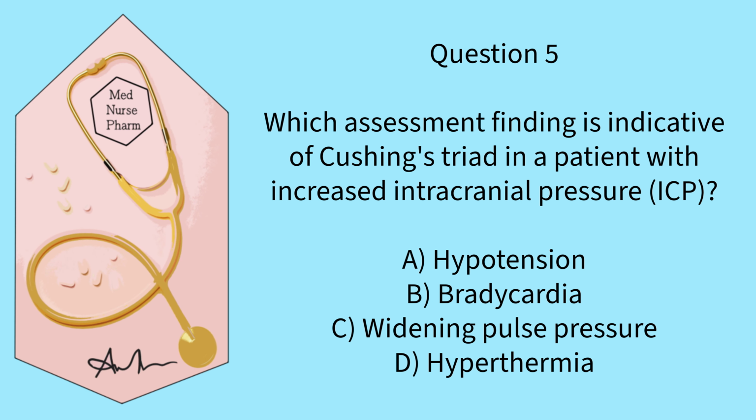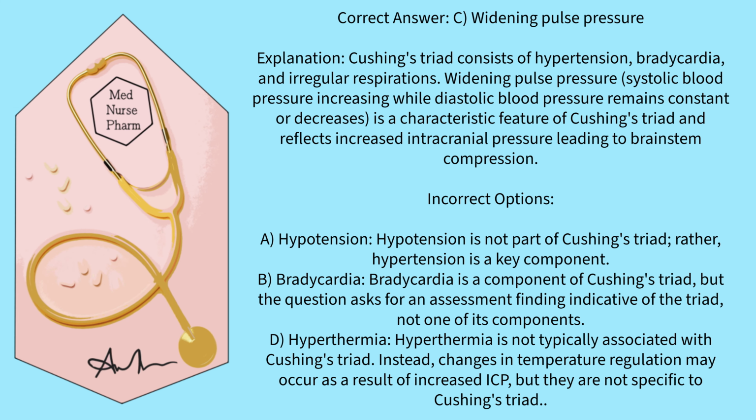Question 5. Which assessment finding is indicative of Cushing's triad in a patient with increased intracranial pressure? Hypotension, bradycardia, widening pulse pressure, hyperthermia. Pause the video and select your answer. If you chose option C, you are correct. Widening pulse pressure. Cushing's triad consists of hypertension, bradycardia, and irregular respirations.